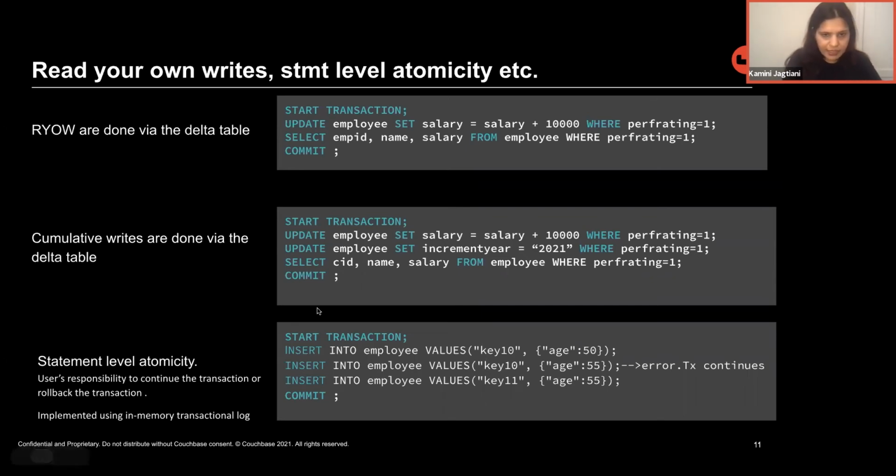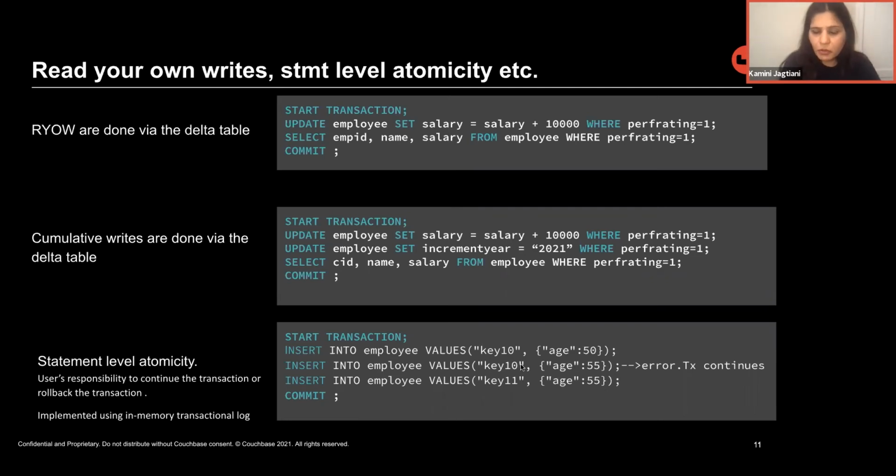So here we see that there is a start transaction. You're inserting into employees a key and a value. Then your next statement, you're again inserting another document with key and value, but then you're keeping the key the same, which is not allowed. We have a unique key constraint, right?